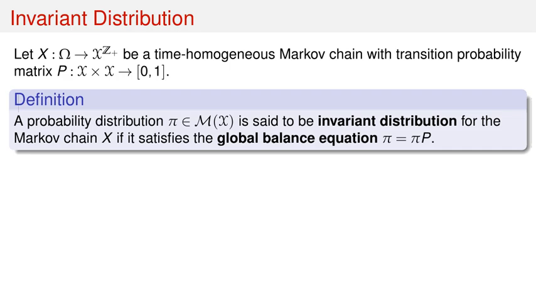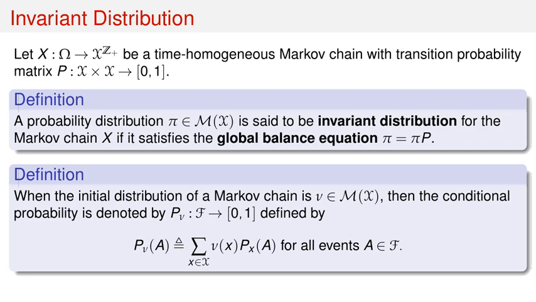Now, for a key definition, a probability distribution, let's call it Pi, which is an element of the set of all probability measures on script X, denoted script M of script X, is said to be an invariant distribution for our Markov chain X if it satisfies what's known as the global balance equation. This equation is simply Pi equals Pi times P.